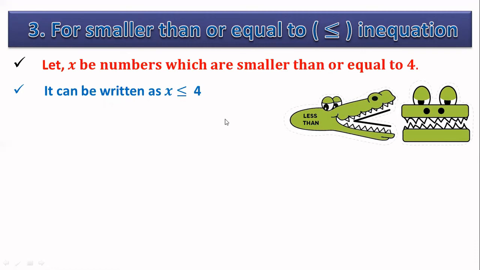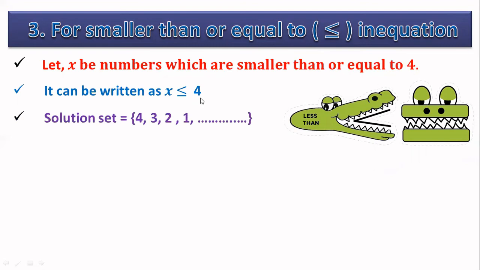Will 4 also be included this time? Yes, because there is equals to also, isn't it? Smaller than or equal to. So that means starting from 4, including 4 itself, it will take all the numbers which are less than 4. So our solution set will be a set of elements starting from 4, 3, 2, 1, 0, -1, -2, and so on. That's very good. Well done, everyone.